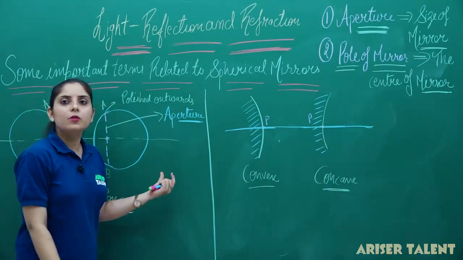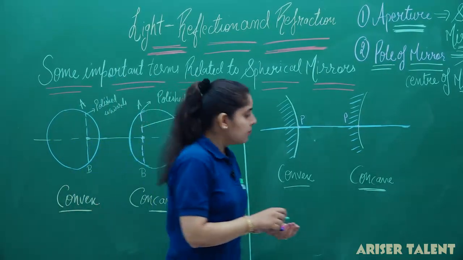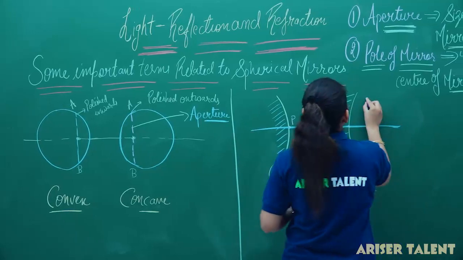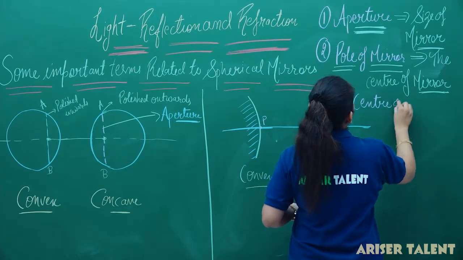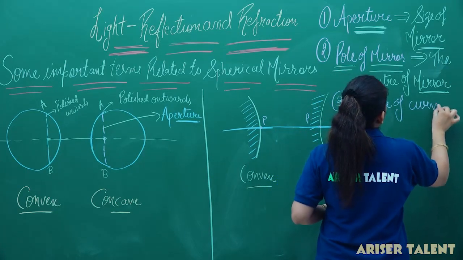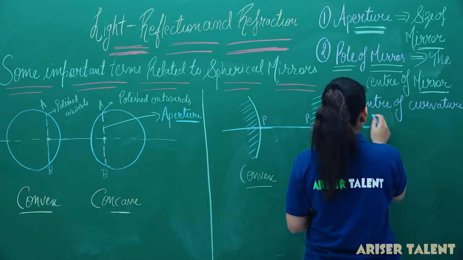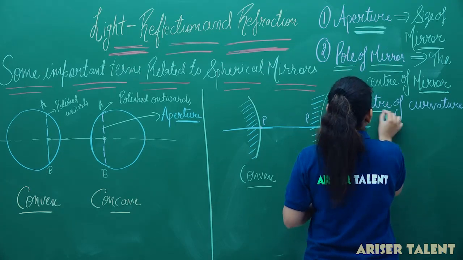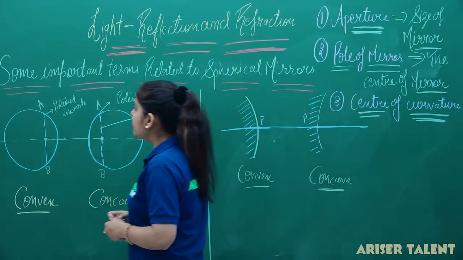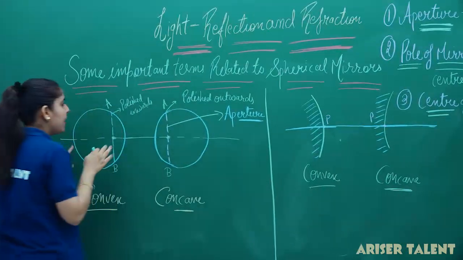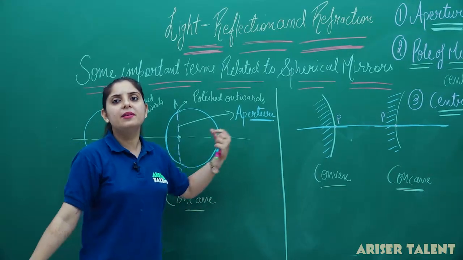Now, let's move to the third term. The third term is center of curvature. Now, what is center of curvature? The center of the sphere, of which the mirror is a part, will be known as the center of curvature.